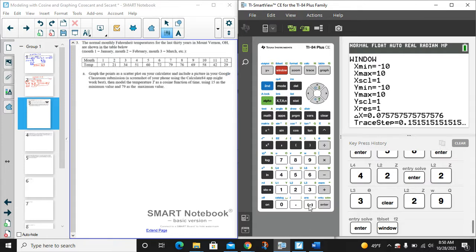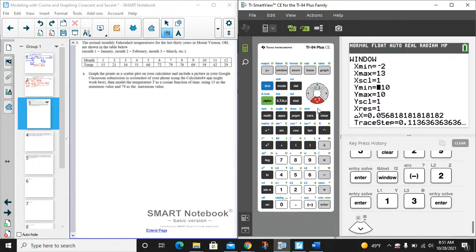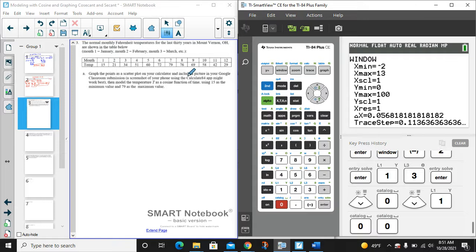So I'm going to go ahead and say -2 to 13. So it gives me a couple of units to either side there. Scale here of 1 is fine. Now my lowest Y value, my lowest temperature is 15, and my highest is 79. So you could go like 10 to 90 or I'm just going to go 0 to 100.